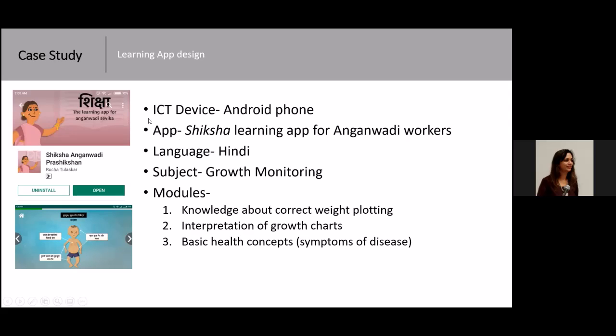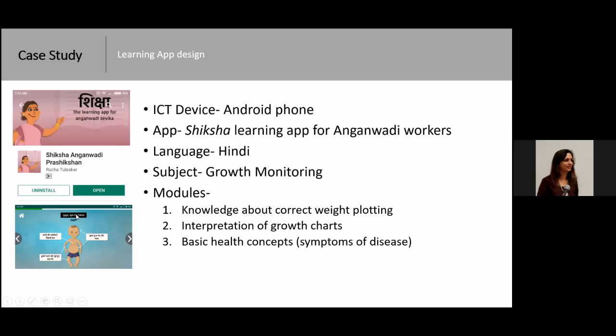But when I did the study, they didn't have a job related device. They had their own personal devices, most of them Android phones. I created an app called Shiksha Learning App, and the language was Hindi, obviously, because most of them interact in Hindi.